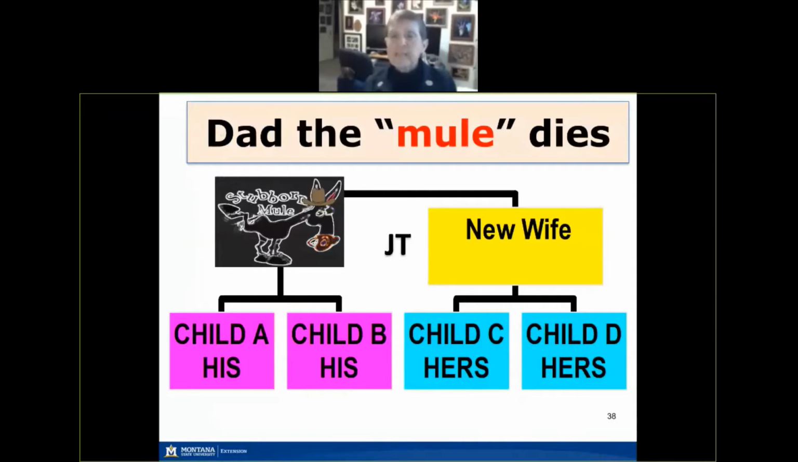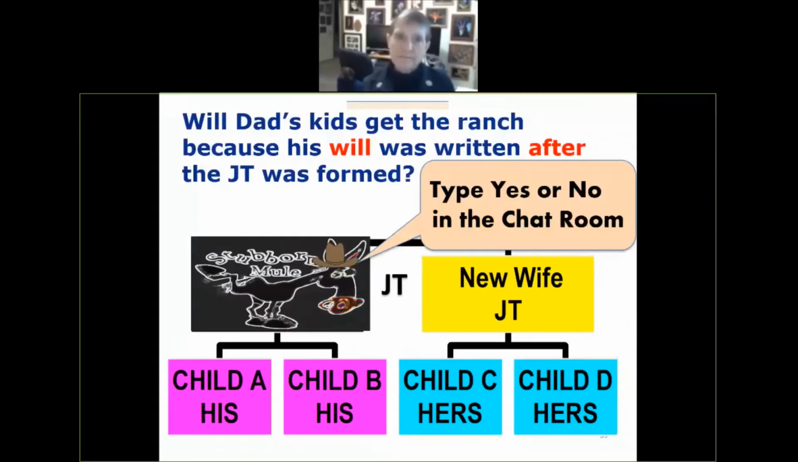Okay, Dad the mule dies. Will Dad's kids get the ranch because his will was written after the joint tenancy was formed? What I want you to do is type quickly yes or no in the chat room. We want to know if Dad's kids are going to get the ranch because the will was written after the joint tenancy was formed. So quickly write your answer in the chat room. I want to provide you with a little bit of opportunity to do something different there. So if you haven't taken advantage of that chat room, don't forget to try it out.